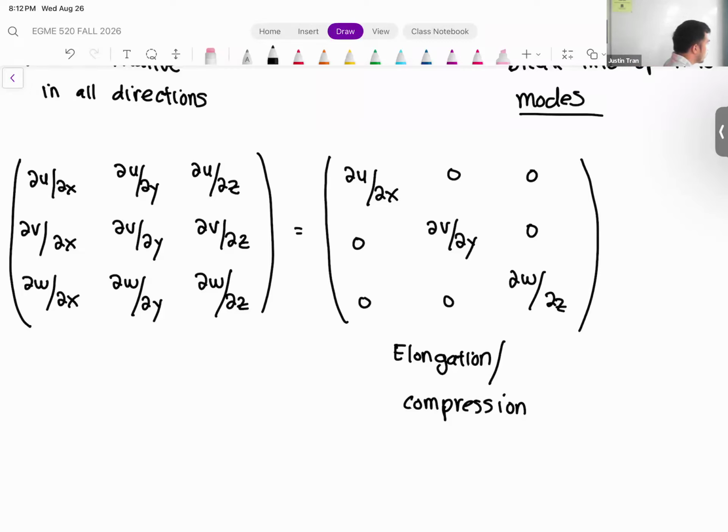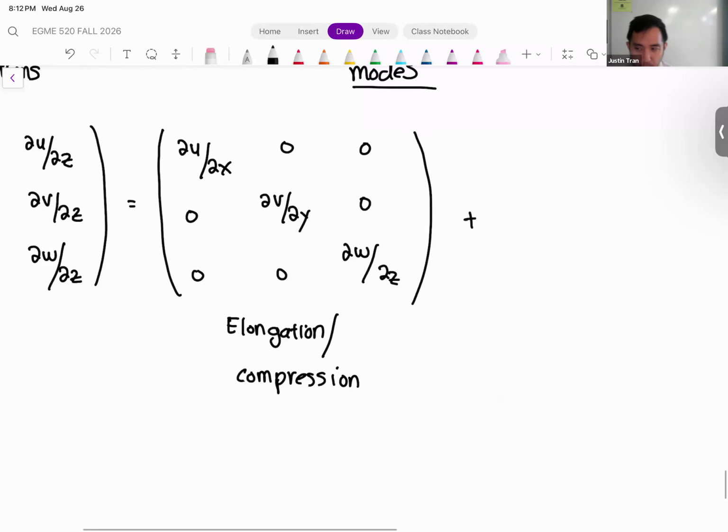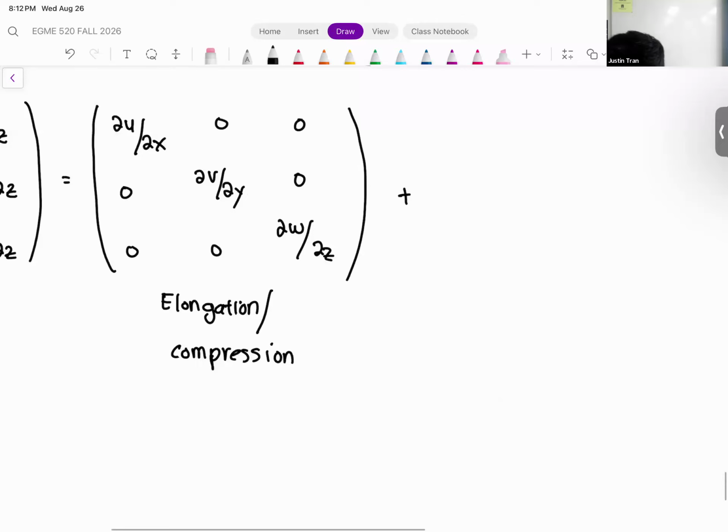So that's pretty straightforward. If you look at each of those terms in the diagonal, those are the expansion terms: the derivative of the component with its matching direction, right? So partial u partial x, partial v partial y, partial w partial z. Okay. Next matrix is going to represent shear deformation. Okay, this is where things get a little bit fun. So this matrix has zeros on the diagonal just because we've already done that with the elongation one.